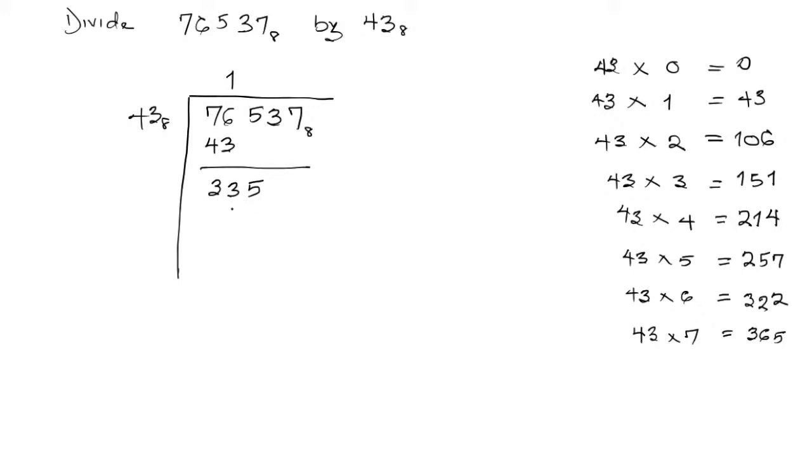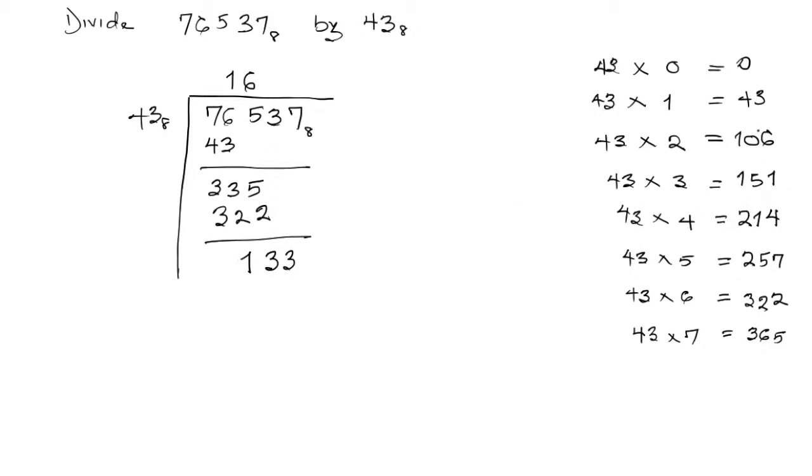The highest number before we get to 335 in our lineup here is 322, and we have to multiply 43 by 6 to get there. So we write down 322. Our 6 is right here. We do our multiplication, our subtraction. 5 minus 2 is 3. 3 minus 2 is 1. And that's 0. We bring down the next number, which is 3.